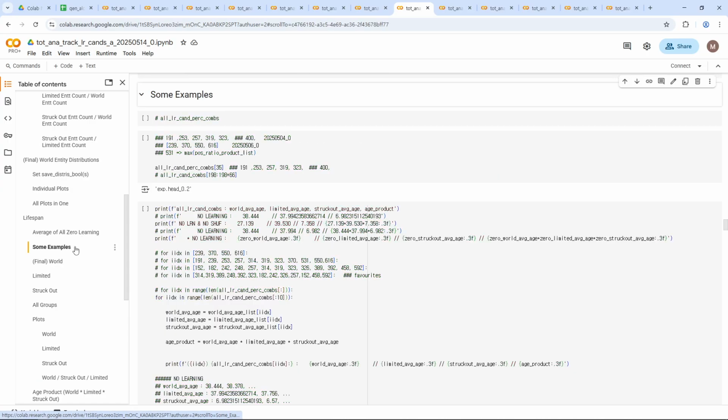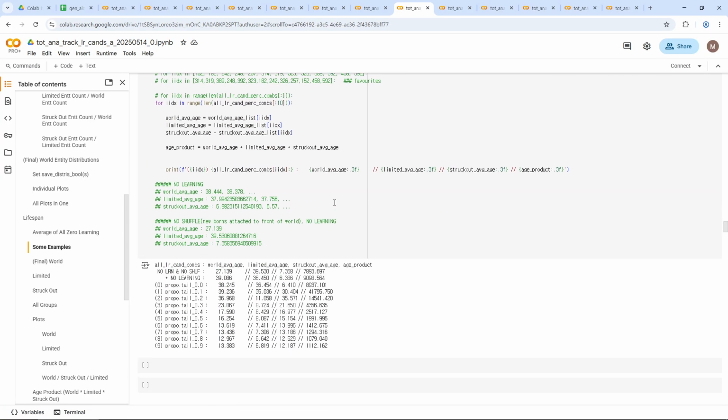And as a reminder, when there was no learning and no shuffling, the average lifespan for entities in the world was 27.139. For the limited entities, it was 39.5. For struck out, it was 7.3. And after shuffling, for the world it was 39. For limited, it was 36, and for struck out, it was 6.3.